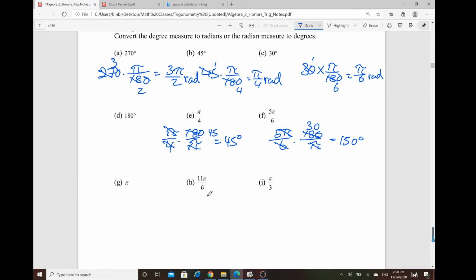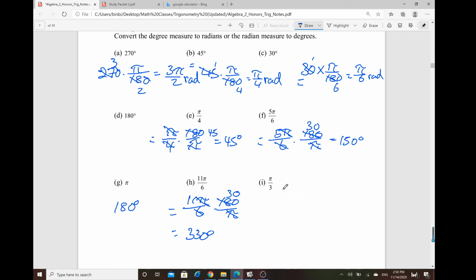And then 11 pi over 6, again, just multiply by 180 over pi. If you do it mentally: 11 pi over 6 times 180 over pi. Pi and pi cross cancel. 6 goes into 180 30 times. 11 times 30, so 330 degrees. Make sure that you put in the equal sign. I'm missing the equal signs right here, so you've got to be very careful. Equal signs are very important, showing the consistency.